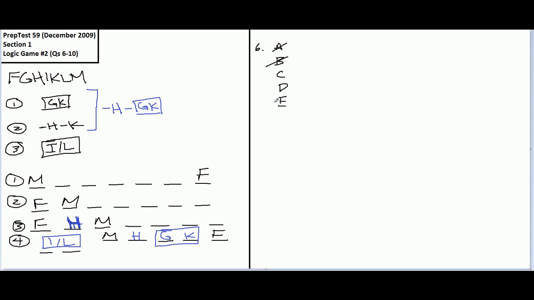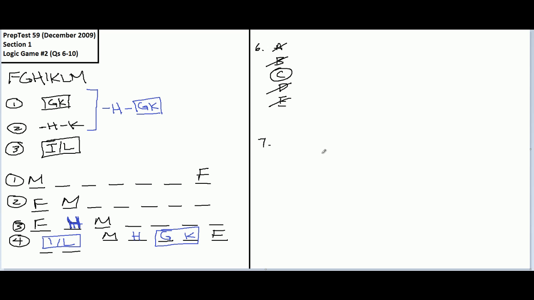But let's convince ourselves. How about D? Does D follow all the rules? No, it doesn't, because I and L are not next to each other, as required by rule number 3. Get rid of it. How about E? Does E follow all the rules? No, because rule number 5 tells us that F must be either 1 or 7. So here F is 2, so therefore E cannot be right. And so the answer to question 6 is C. How about 7?